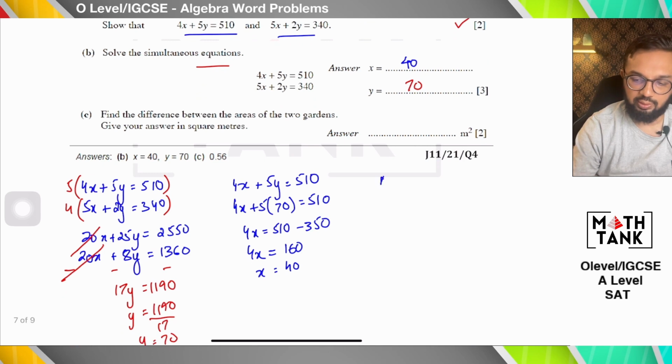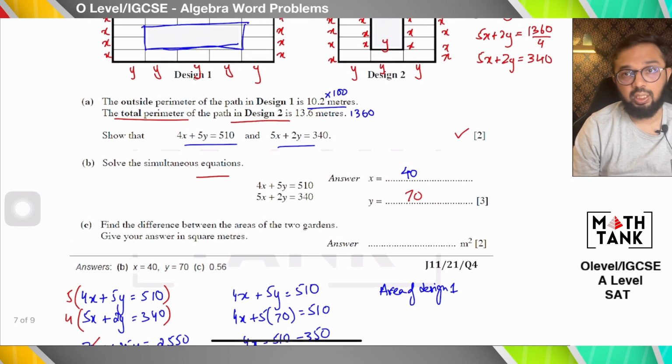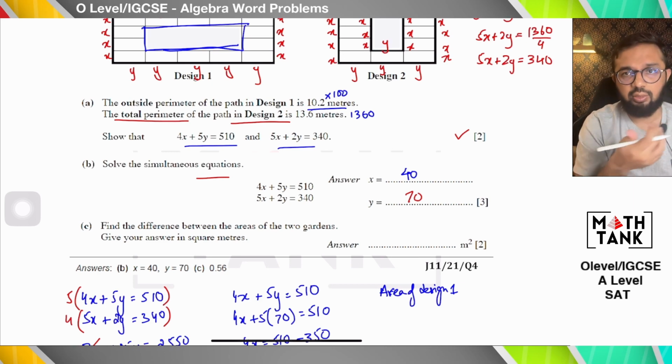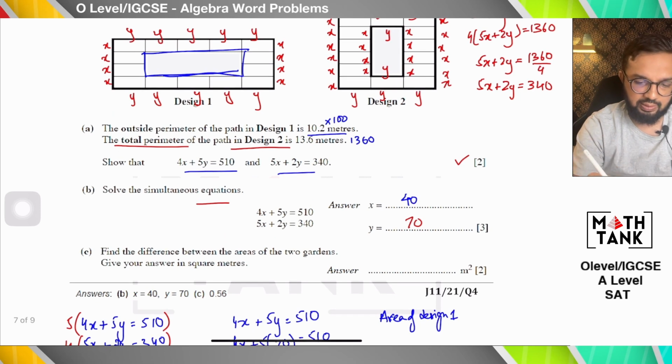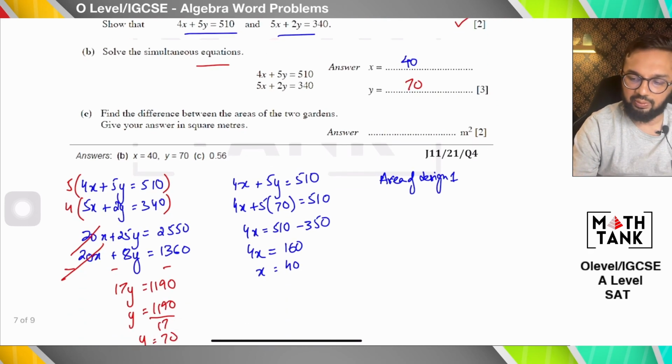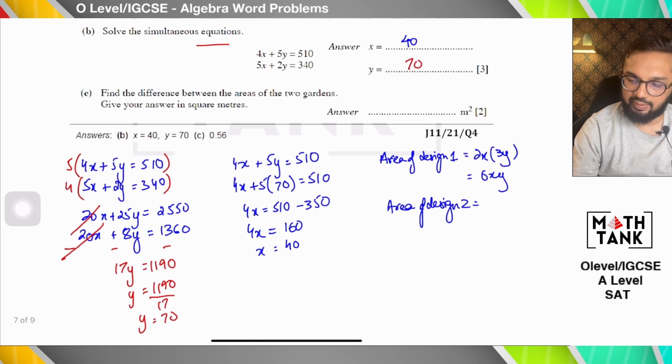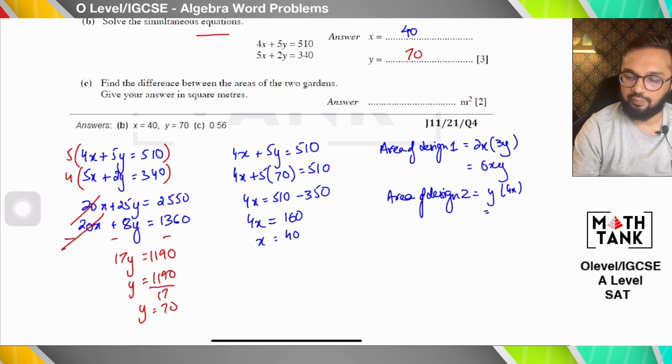So design 1, area of design 1. Remember that I'm calculating in centimeters square. At the end of the day, I can change it initially or can change it at the end. That's my choice. So let's first focus on the area. So that gives me 2x and that gives me 3y. So it's 2x into 3y, that's 6xy. Area of design 2, that's y into 4x, that's 4xy.